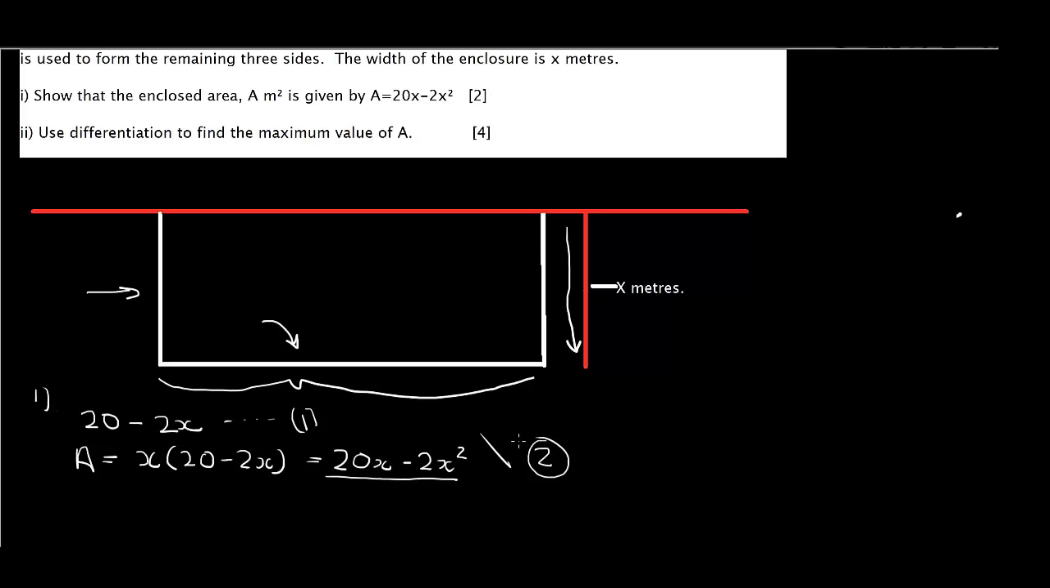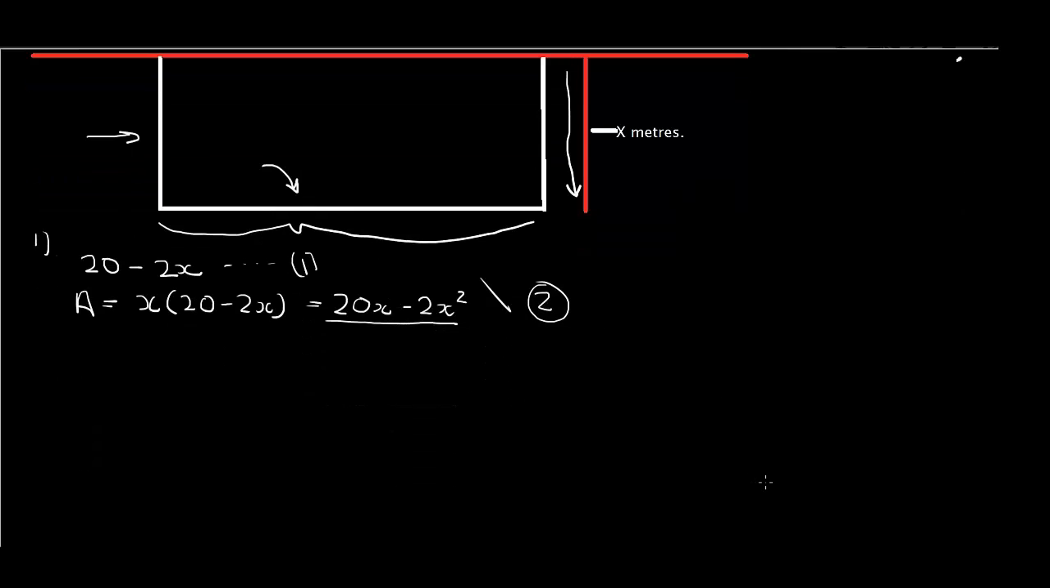Part 2 says use differentiation to find the maximum value of A. So for part 2, where does differentiation come into it? Well, the area varies with the value of x. As x changes, so the area changes. When we've got a maximum value for the area, then the gradient of the curve is going to be 0. So first of all, we need to find an expression for the gradient of the curve.